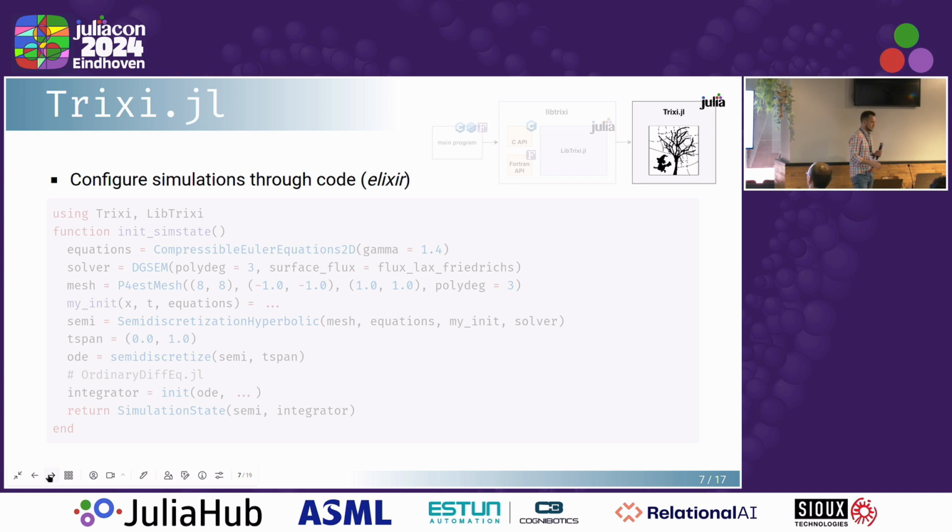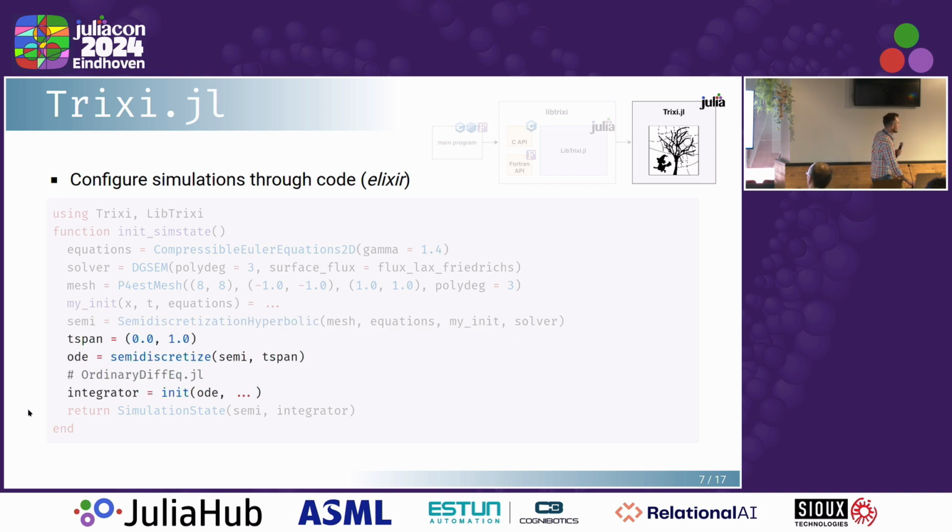And the code is what we call an elixir. And it looks like that. So going up here, you have, of course, to include Trixi and also now LibTrixi here. And then you can specify your equations, the solver, a mesh, initial conditions. And then you put this all together into an object that we call a semi-discretization because of the PDE we want to solve. And then you define the time span.